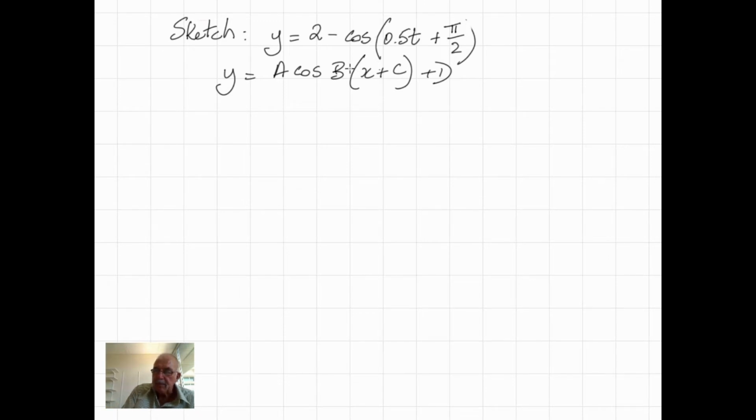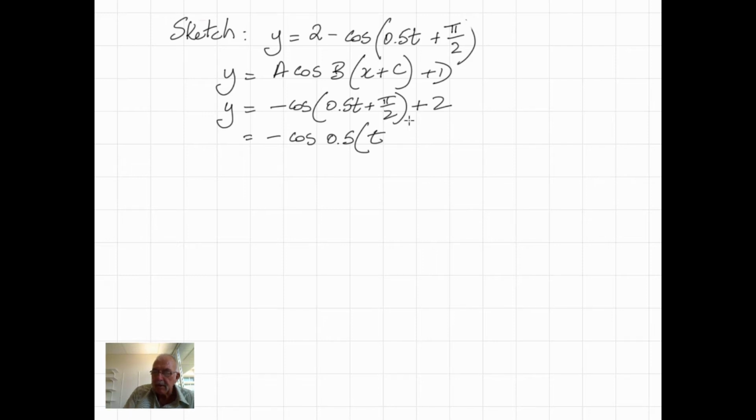So we can put the 2 at the end. We can say y equals negative cos of (0.5t plus pi on 2) plus 2. That's good, but we still haven't got it. We've got to get t by itself, so we've got to take a factor of 0.5 outside that bracket. So that'll be minus cos 0.5 outside of t.